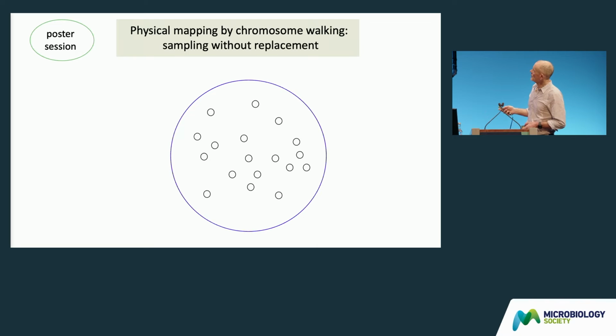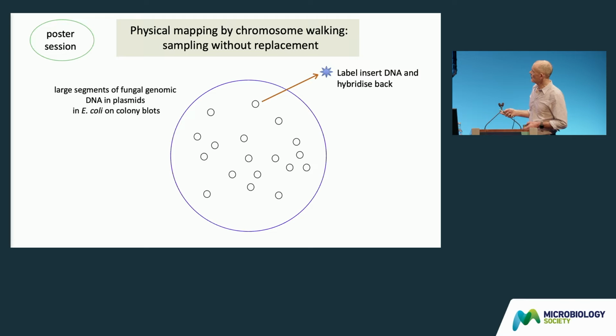But it was interesting because what was described was the cloning of large chunks of fungal DNA into cosmids, put onto filters in E. coli, and then one of these would be chosen, the DNA extracted, labeled, and then hybridized back to colonies on the colony filter. And so you'd expect to get, obviously, the one from which you took the DNA would hybridize, but also if there was overlapping DNA, another colony might light up.